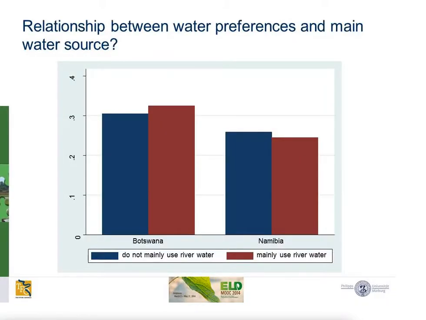Now, what we expected, what we hoped for, is that we can now link these individual preference values to some attributes of our participants. For instance, we knew the main water source of people. And now we were looking for a correlation between the main source of water and the preferences for water quality. And as you see on this picture, you don't see anything. There is indeed, at both sides, no significant difference between the preference values for water between the two groups who mainly use river water and the people who mainly use tap water or borehole water. Oh, this was a surprise to us.